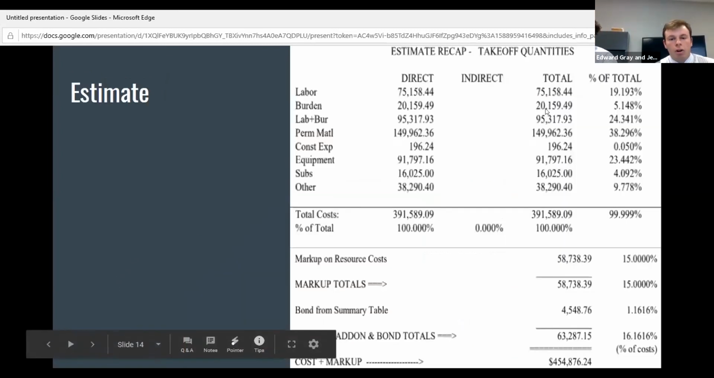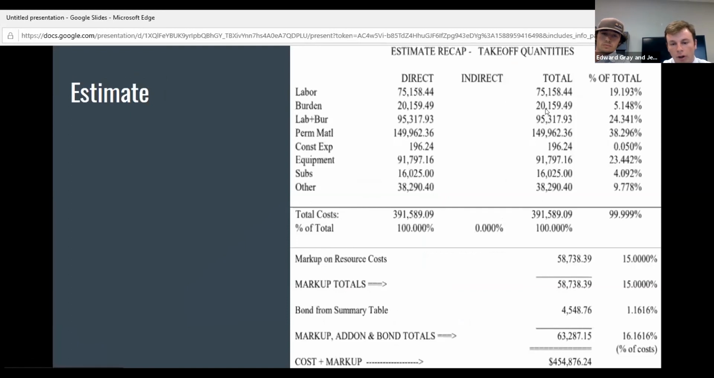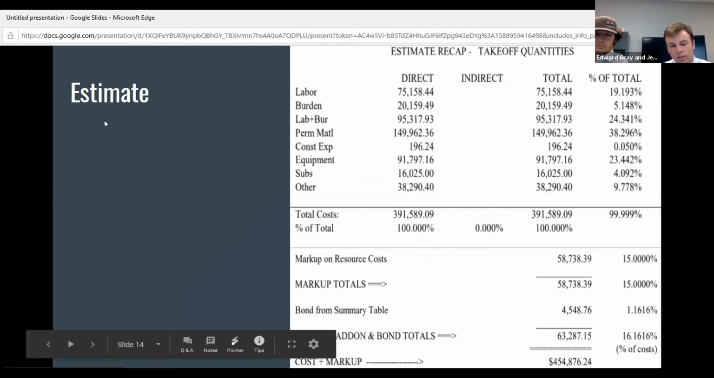And here we have our estimate recap. This shows our total labor costs, materials, and then our markups, and then our bonds also. Our labor came out to be 75,000, and our materials was about 150,000. And then from our bonds, an additional 4,500. With the markups, we went up to 60,000 in costs.